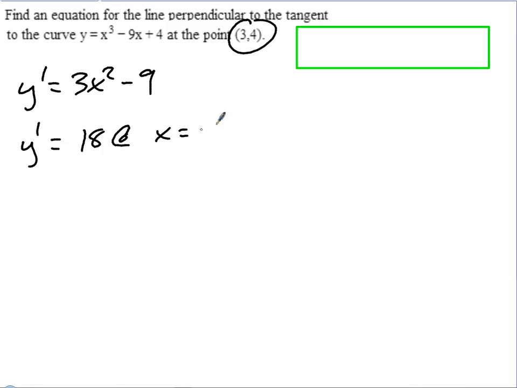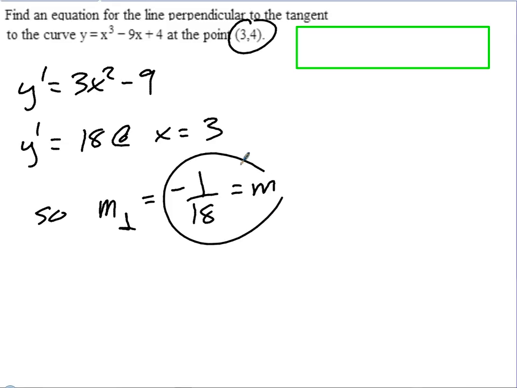At x equals 3. Now that's the tangent, though, right? We want the line perpendicular to the tangent. So what do I know about perpendicular slopes? Opposite reciprocals. Yeah. So the slope of the perpendicular, really what we'd say is the normal. It's either tangent or it's normal. So that's going to give me what, negative 1/18? So there's our slope. There's our point. Just a matter of plugging and chugging.